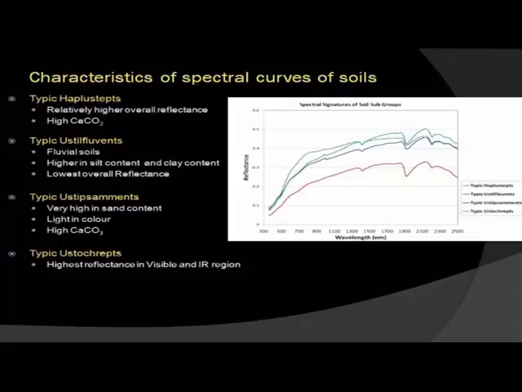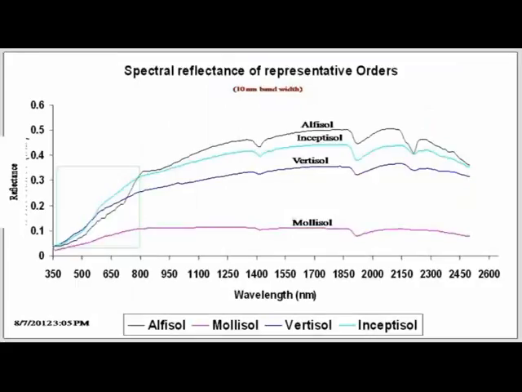In case of ustipsamments, very high in sand content. That's the reason you may also have reflectance throughout high. Then ustochrepts also, you are getting high reflectance in visible and near infrared regions. The purpose of saying this over here is, though you had 2 soil order types, when you look at these 4 types of soils, all 4 typical reflectance patterns are going to be different.